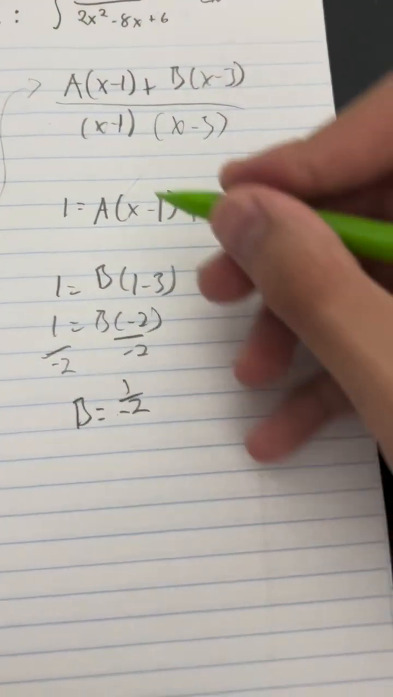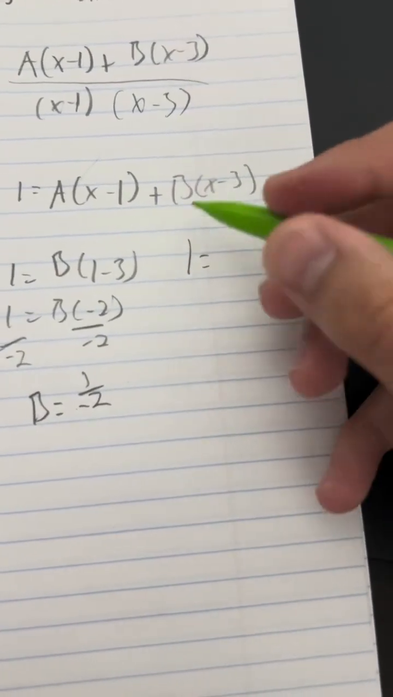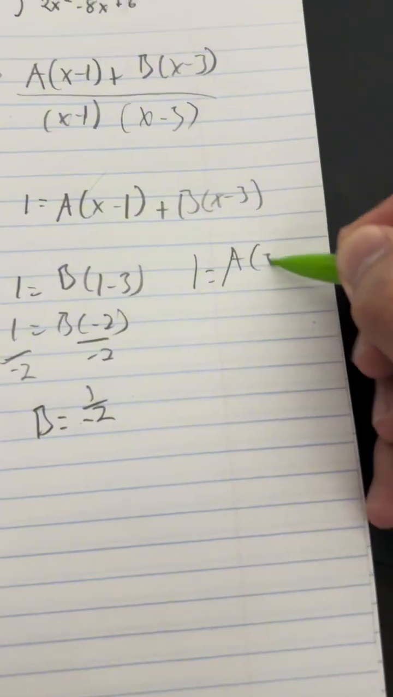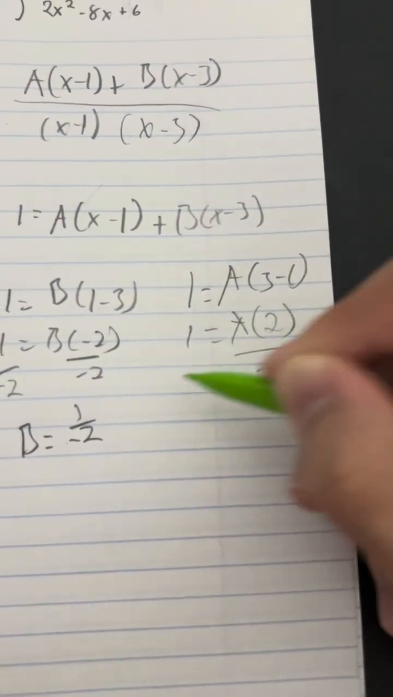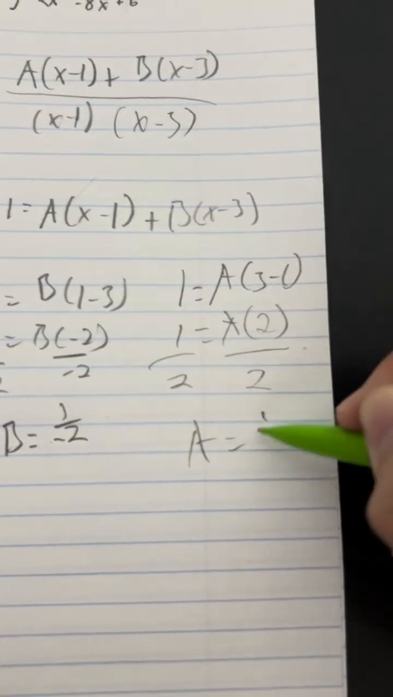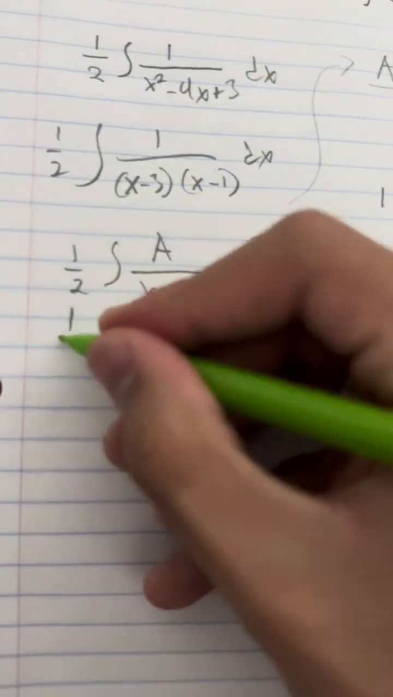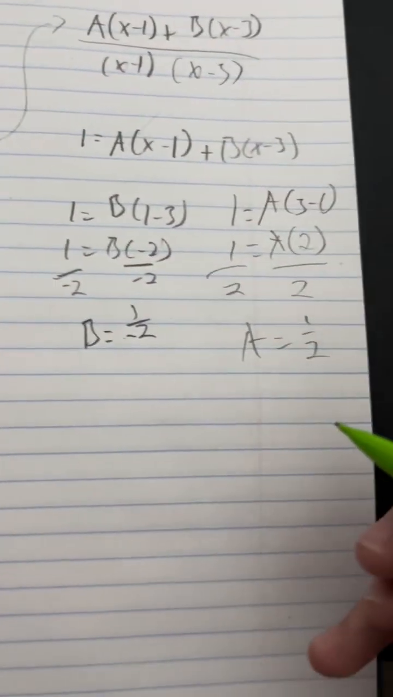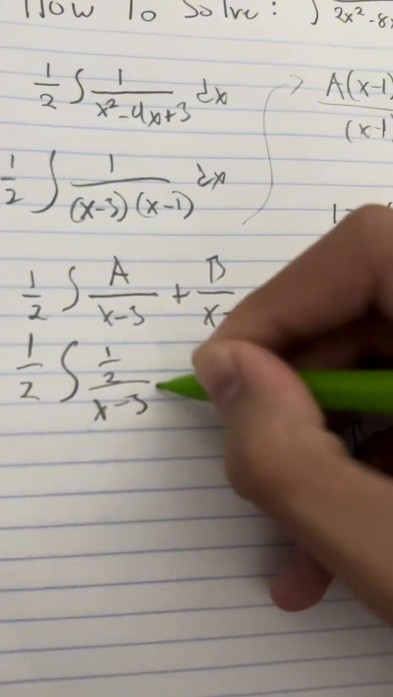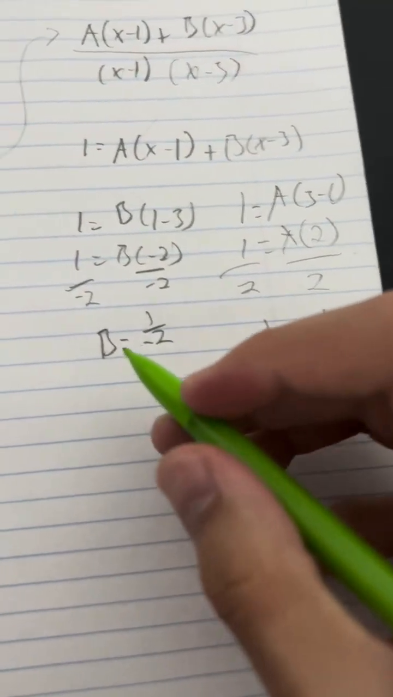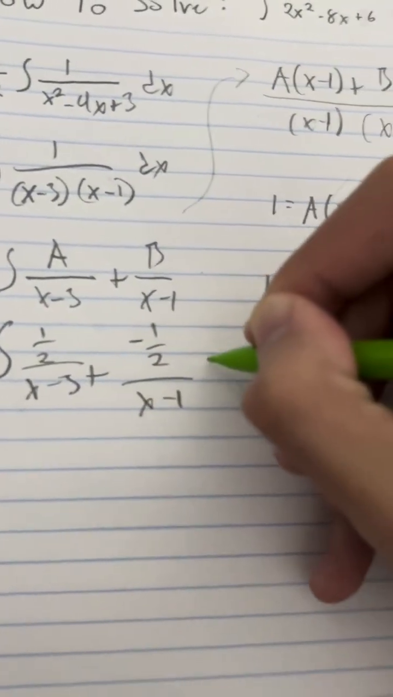There we go. Now we solve for a. We're going to move this over here. Instead, we're going to make this equal to 0, so x is positive 3. 1 is equal to a times 3 minus 1. So 1 is equal to a times 2, divide both by 2. And we get a is equal to 1 over 2. Now we plug these back into our original function over here. So it's going to be 1/2 times the integral of 1/2 over x minus 3 plus negative 1/2 over x minus 1 dx.